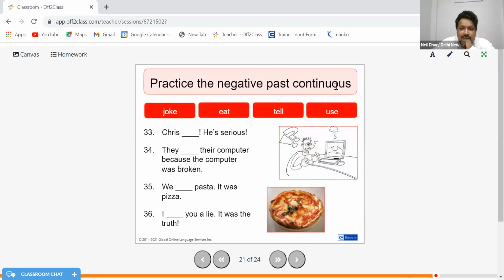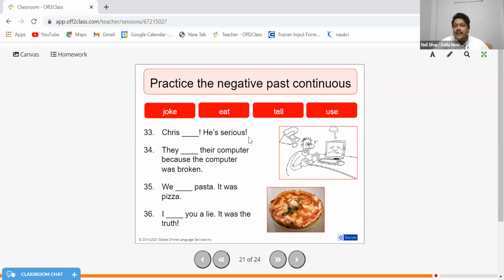Practice negative past continuous. Okay. Chris wasn't joking. He is serious. We need to use the word on the top. I use joke out here. So what would be the continuous format? Joking. Chris wasn't joking. He's serious.